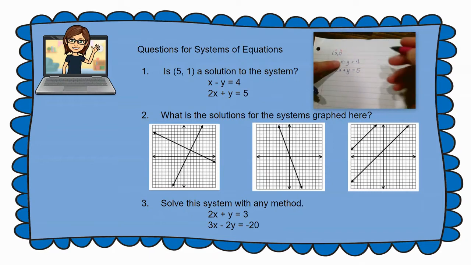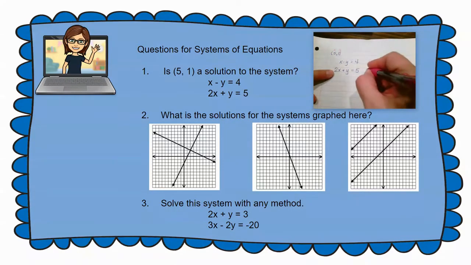So if we replace x with 5, we get 5 minus 1. We replace y with 1. And 5 minus 1 is 4. That works. But it's not enough that it works in one of the equations. We have to make sure it works in the other equation as well.